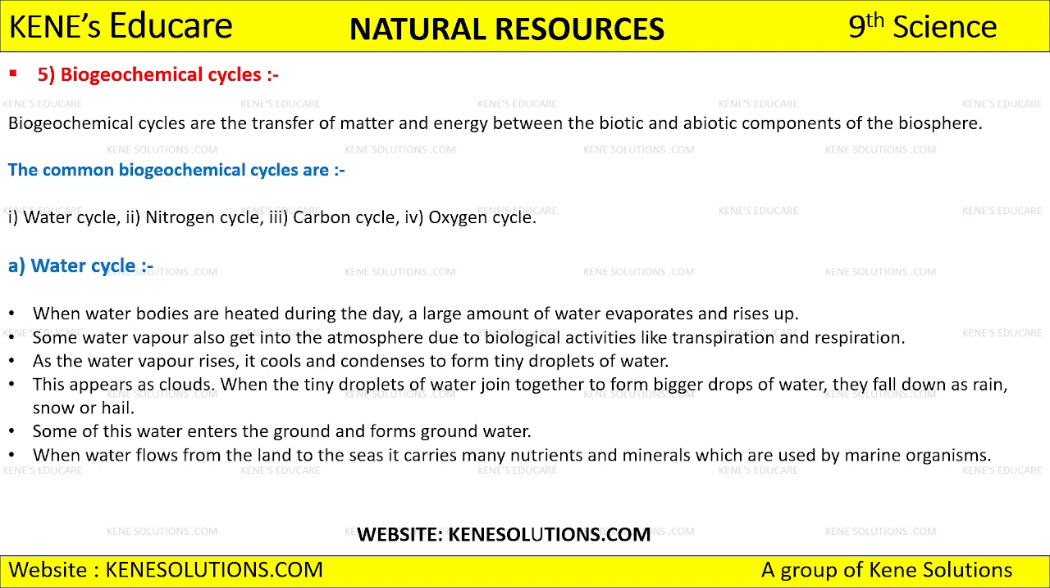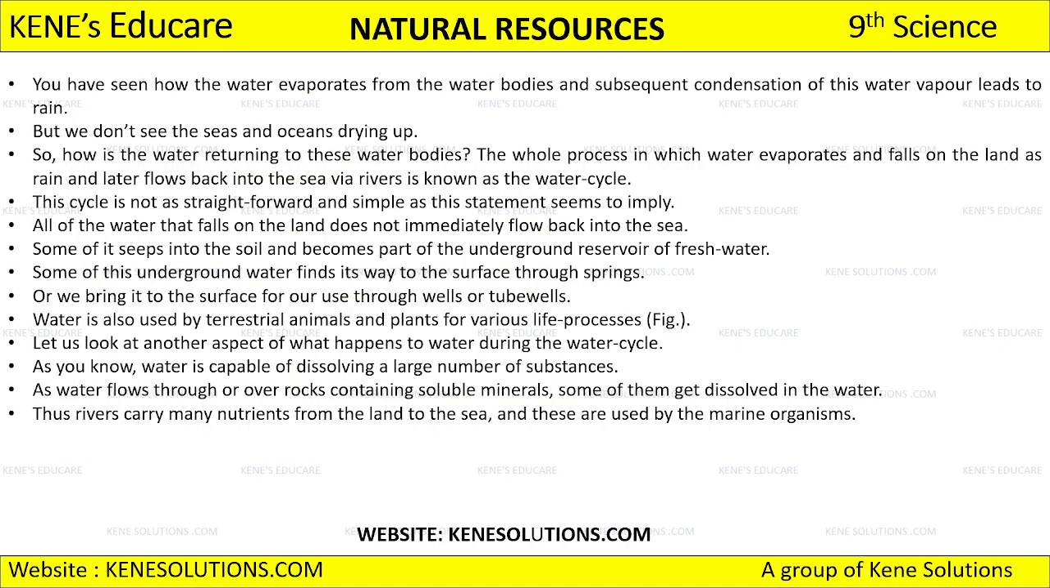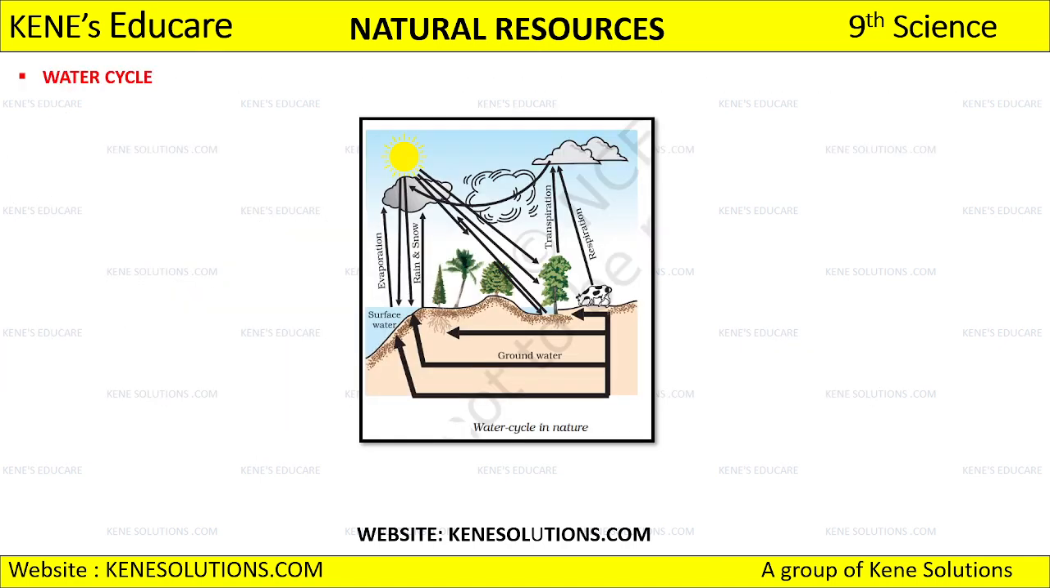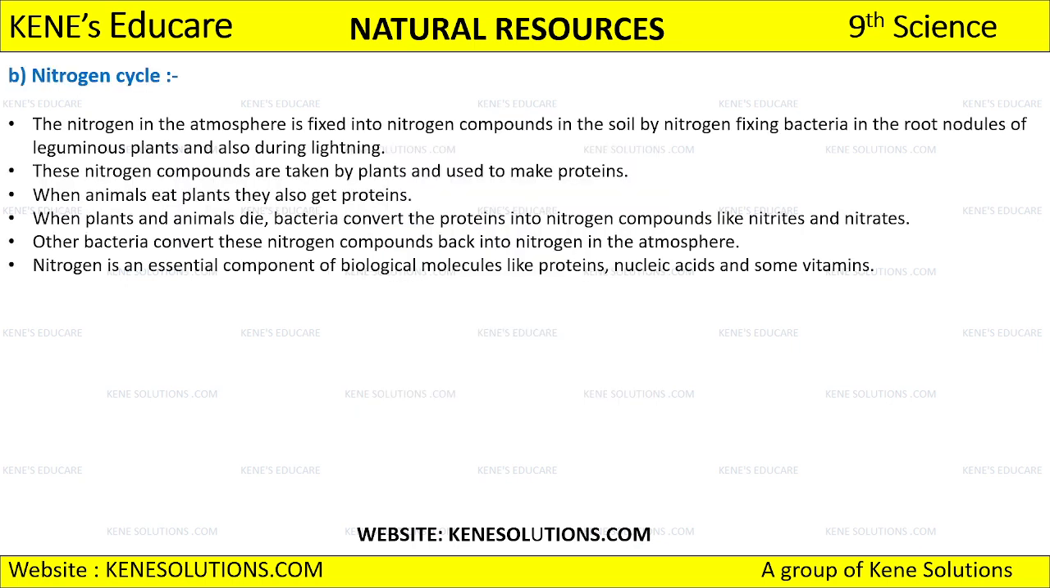So the first biogeochemical cycle that we are going to study is the water cycle in detail, because that provides us with water, and that is how water becomes a renewable source of energy, right? So water is very important for us, so we will be discussing the water cycle in detail. Then after this water cycle, the next thing that we will discuss is the nitrogen cycle.